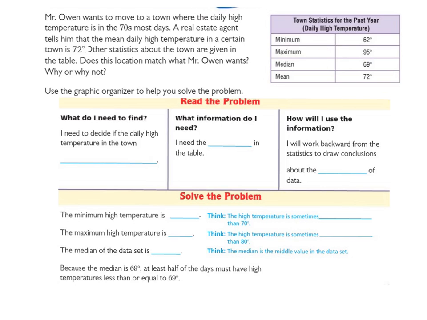So, we're going to use this graphic organizer to help us. First of all, what do I need to find? I need to decide if the daily high temperature in the town matches, I'm looking at this part right here, matches what Mr. Owen wants. And he wants a high of 70s. If it matches and is with the high of 70s most days.